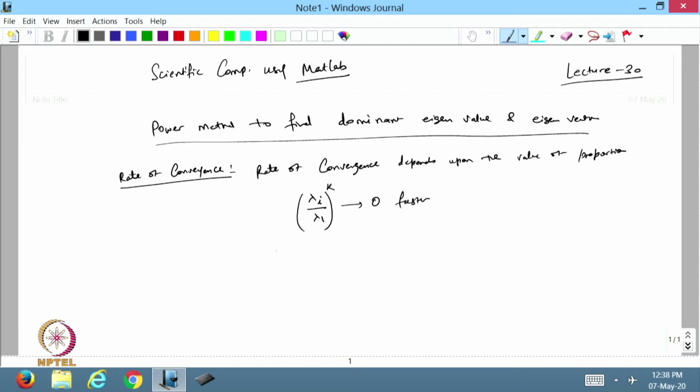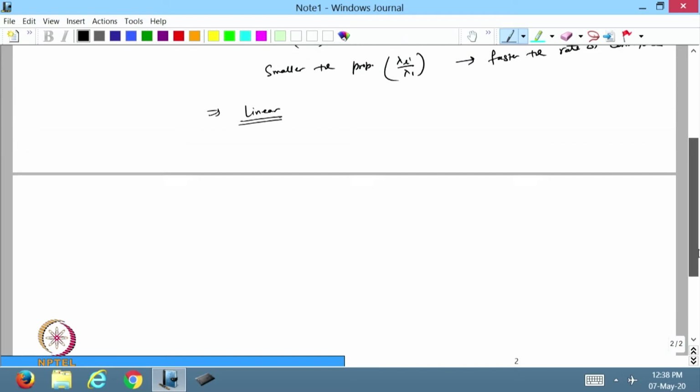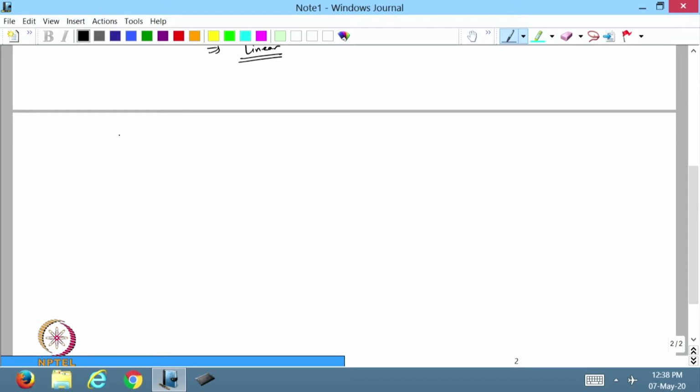So, the smaller the proportion lambda i by lambda 1 implies the faster the rate of convergence. Otherwise, its rate of convergence is linear. So, the power method has a rate of convergence that is linear. So, this is the way we are able to find the dominant eigenvalue. Now, I will discuss the inverse power method.